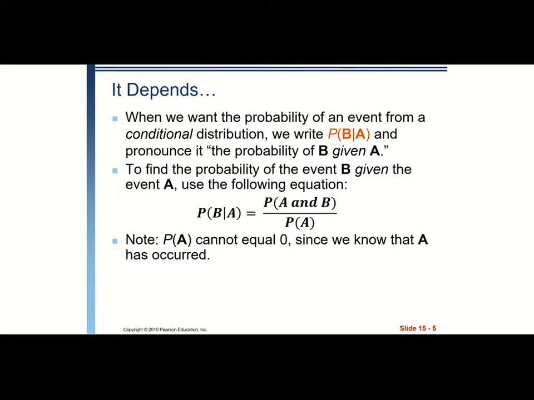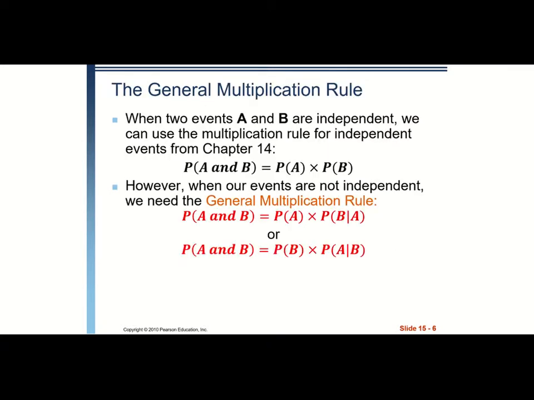Now there's an actual probability equation that we can use for this. So the probability of B given A is equal to the overlap of A and B divided by the probability of A. Whatever the given is going on the bottom of the equation in the denominator there, and the overlap goes in the numerator. So this leads us back to the multiplication rule.